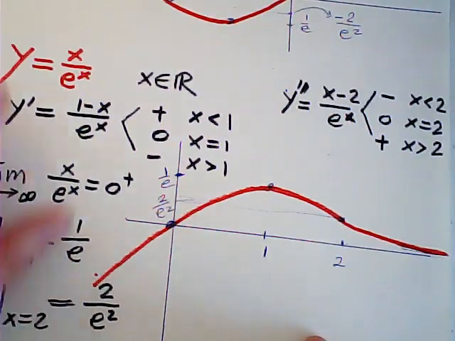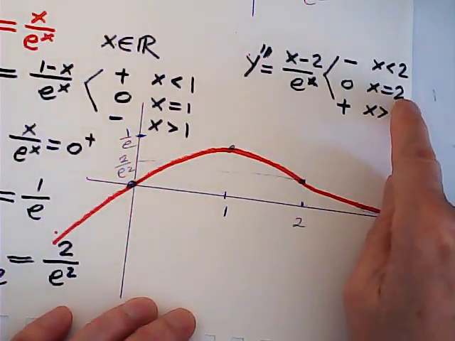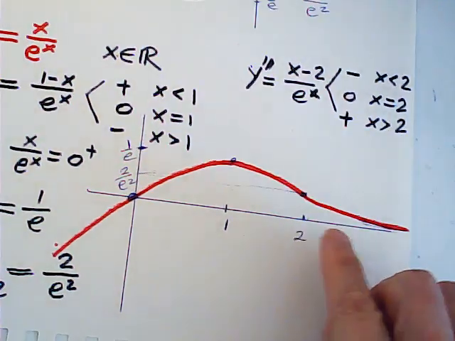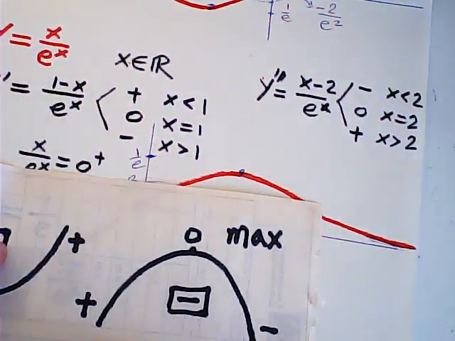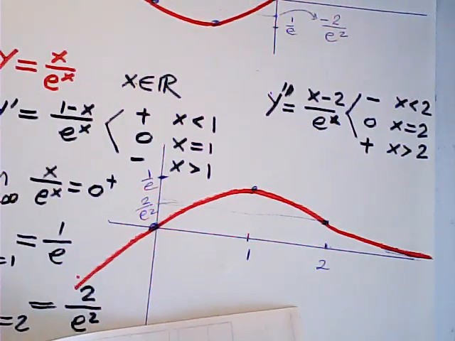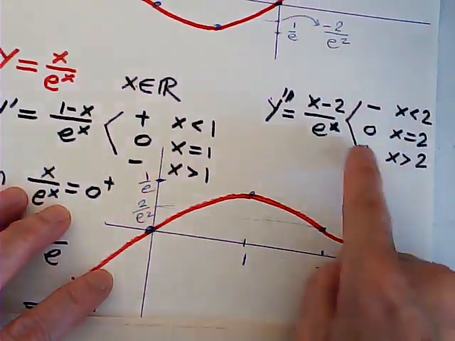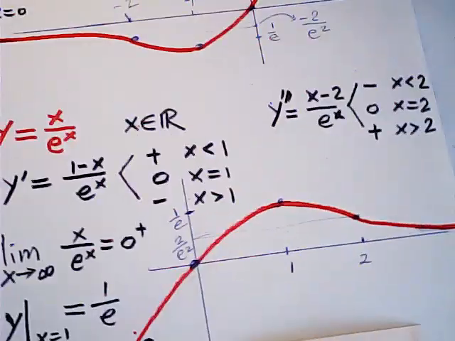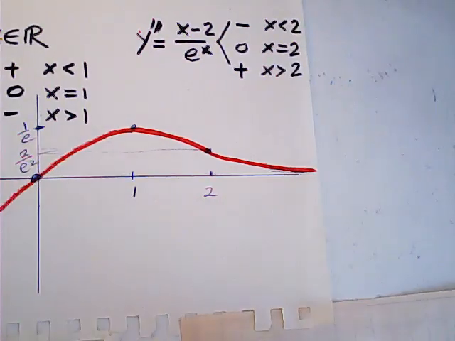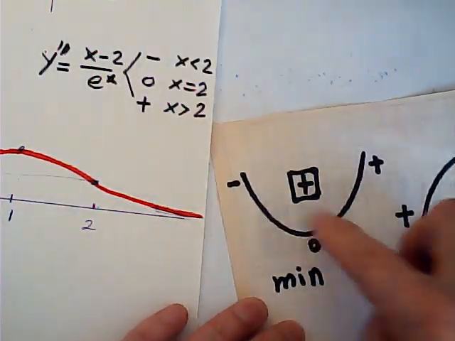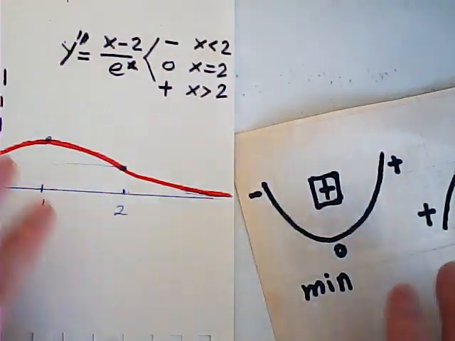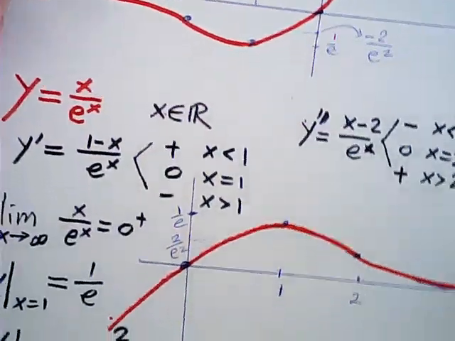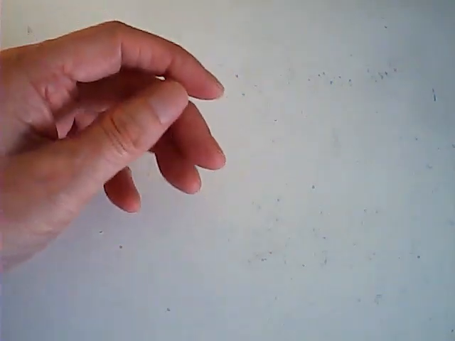If we check carefully, before 2, the second derivative is negative. Before this point, the function looks like this. After 2, the second derivative is positive. So that's the shape. This is the shape. Okay. Let's do one more.